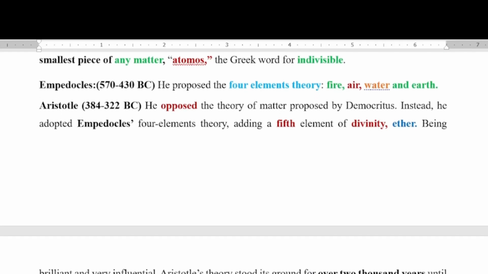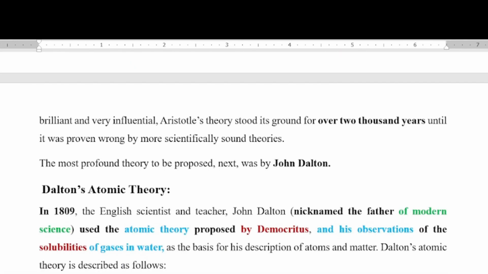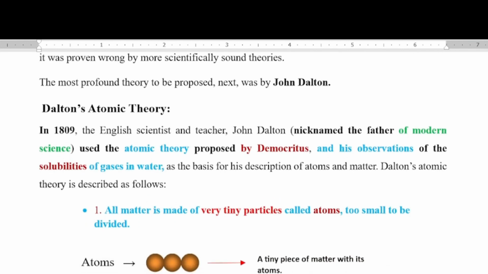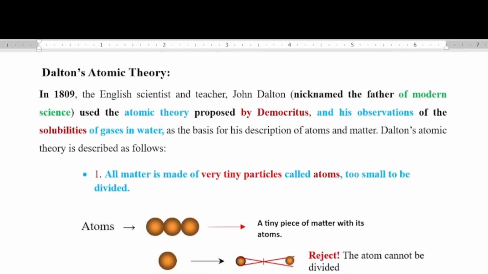Aristotle. He opposed the theory proposed by Democritus. Instead, he adopted Empedocles' four elements theory, adding a fifth element of divinity that he called ether. Being brilliant and very influential, Aristotle's theory stood its ground for over 2,000 years until it was proven wrong by more scientifically sound theories. The most profound theory to be proposed next was by John Dalton.